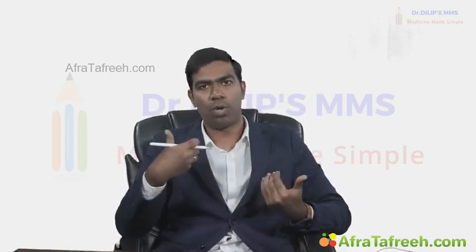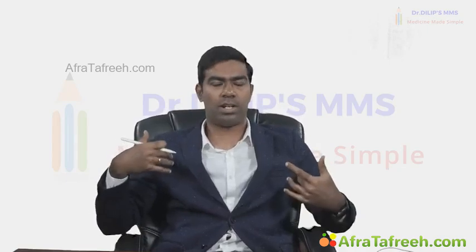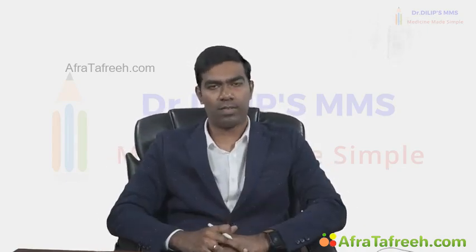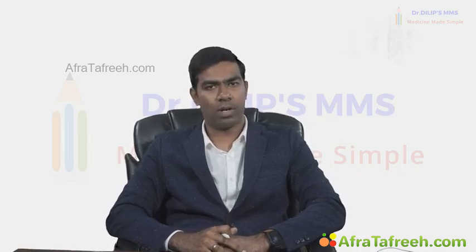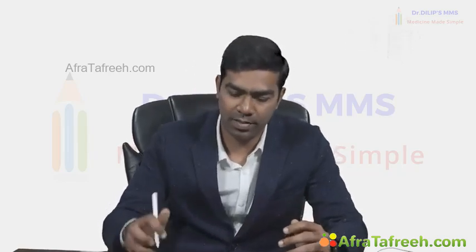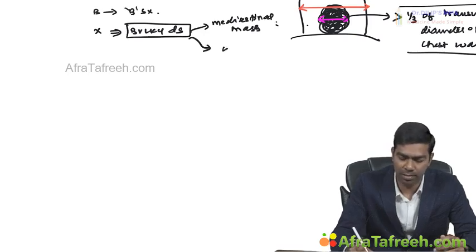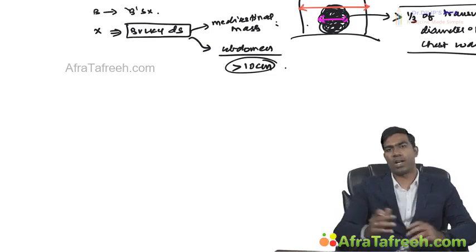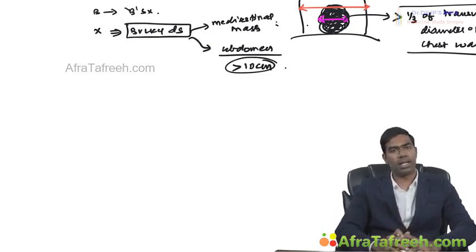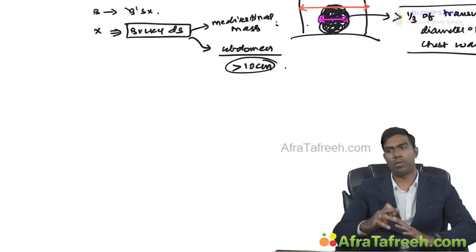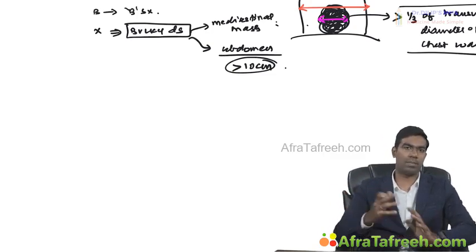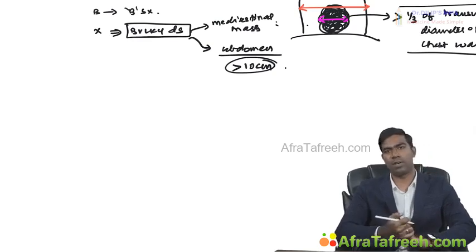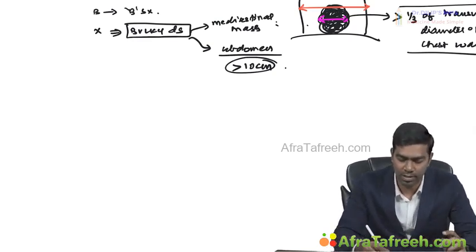If the diameter of the mediastinal mass is more than 1/3 of the transverse diameter of the chest wall itself, that is what we refer to as bulky disease if it comes to the chest. In infradiaphragmatic, any mass in the abdomen whose transverse diameter is more than 10 centimeter, then we call it again bulky disease. So more than 10 centimeter in the abdomen or more than 1/3 of the chest wall diameter, if the mass is involved, transverse diameter, then we call it bulky disease. So this is the definition of bulky disease.